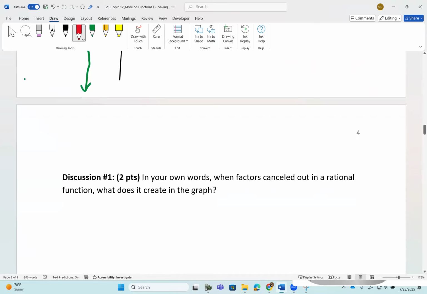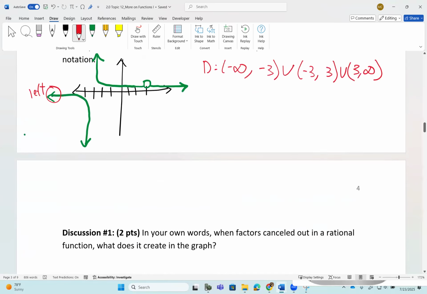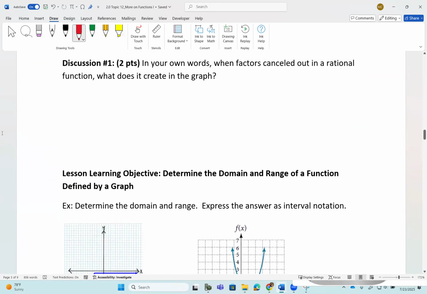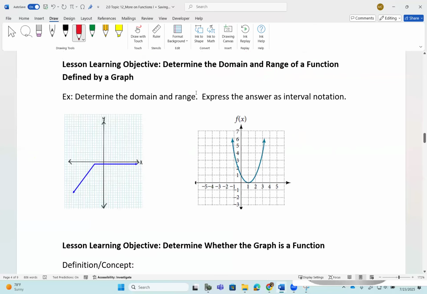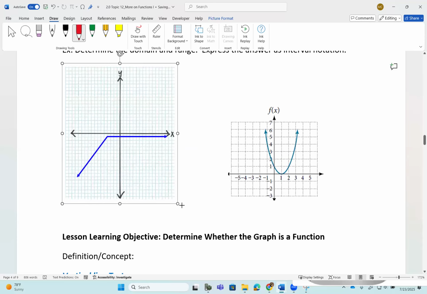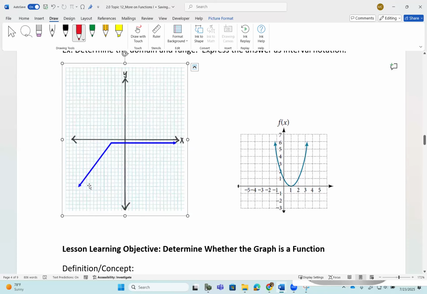So in your own words, when factors cancel out in a function, what does it create in the graph? It actually creates a hole in the graph. Okay. Now, the next learning objective is about finding the domain and range of a function by looking at the graph. Okay, so this graph right here, real interesting. We'll make it a little bit bigger. This is called a piecewise function. This entire graph is made out of 2 different functions.